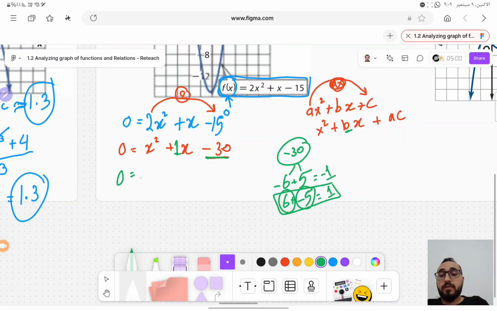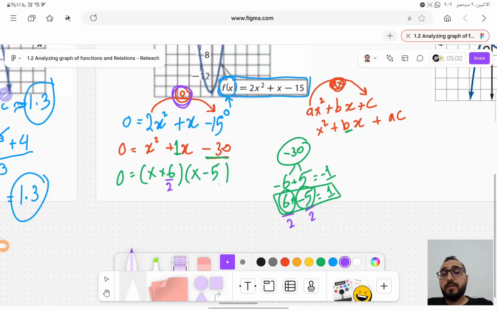So now you have to put 0 equal, two brackets with x. So the first one is x plus 6, the second one is x minus 5. Now after you find the -5, what you have to do? Now just divide by the number that you multiply. This is the step all the students forget. Don't forget to divide by the number that you multiply.